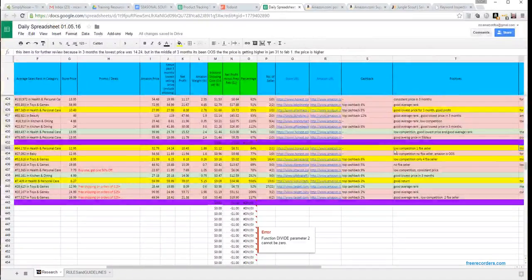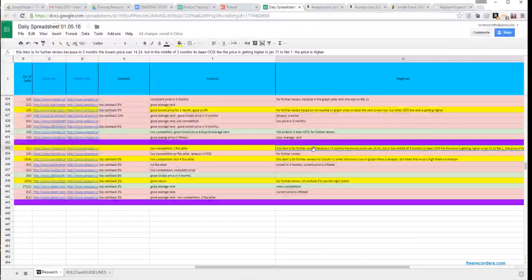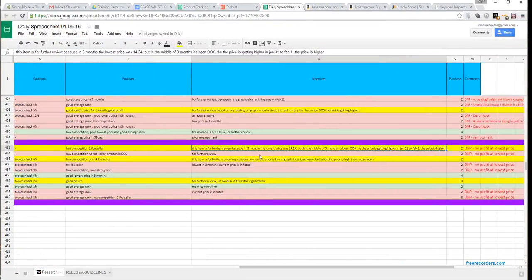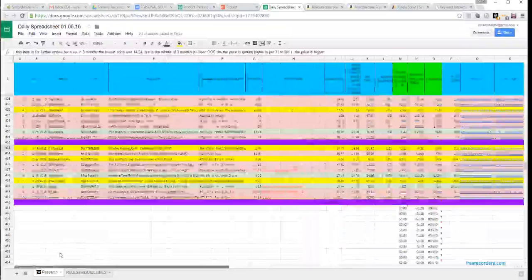so this one, I think you've noticed that as well. Basically, if you see the lowest price and there's no profit on it, don't include it on the list. Okay, so let's go on to the next one.